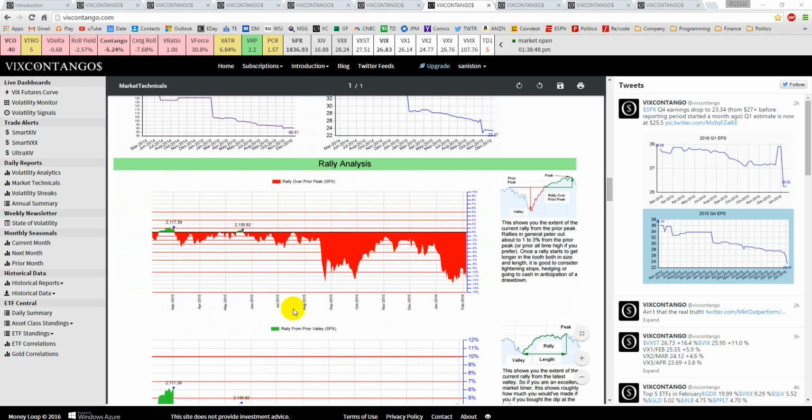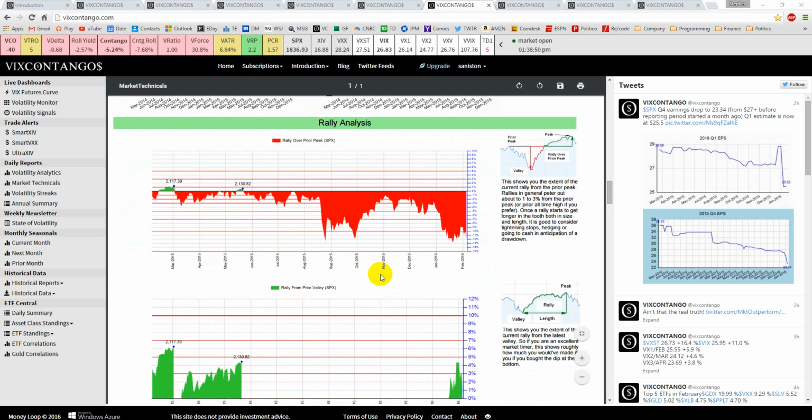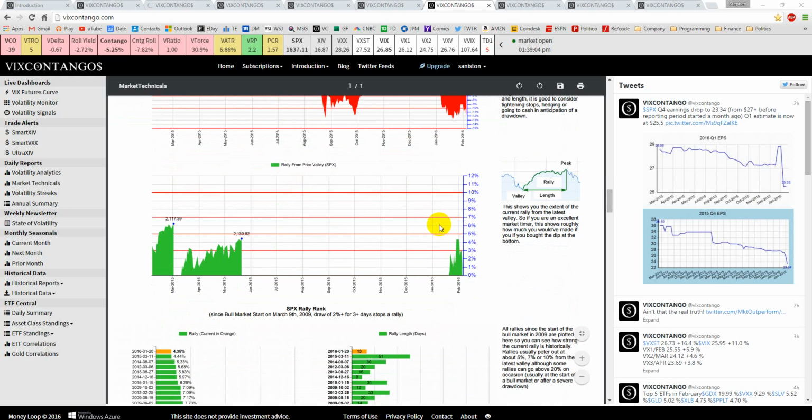The next chart does rally analysis. So in this case, we get to see how much the SPX has rallied over the prior peak. In this case, it's been a while since we've rallied. We've been in a drawdown for most of the time and currently about 11% drawdown. The rally from prior valley takes the valley indicator that we calculate, so the lowest level that has been reached in the last wave, and then since we started rallying, it shows you how much we have rallied. So in this case, we haven't really had a major rally. We've reached a new low, and then we have rallied about 3% off of that.